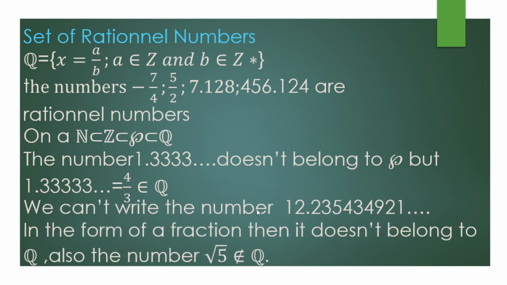We cannot write the number 12.235 etc. in the form of a fraction because here the decimal part is unlimited and not periodic. So this number is not a rational number. Also the number radical 5, if we calculate radical 5 making use of the calculator, we get a decimal part formed by an infinite number of digits.